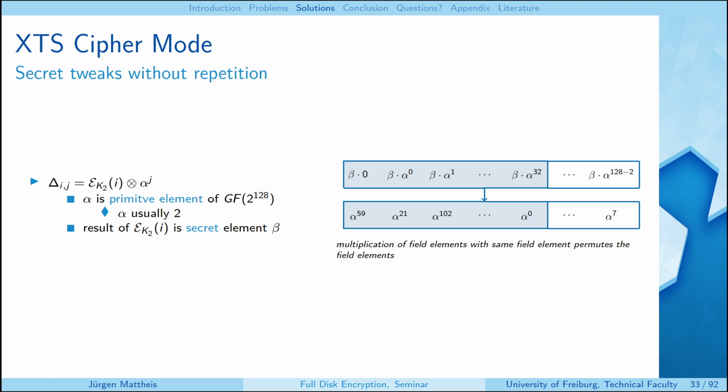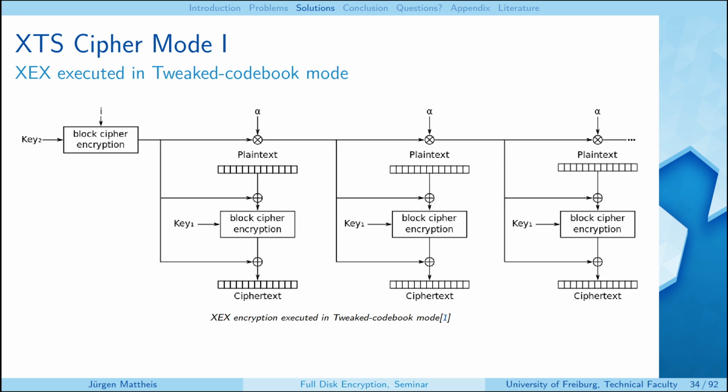And with this secret element B, we can get a secret sequence of field elements. We do this by using a derived field property: if you multiply a field element with every other field element, you get a permutation. Thus we get a random, secret permutation, a secret sequence of these field elements. And actually we only need 32 of them because a logical block only has 32 AES blocks. We only need 32 field elements or tweaks. And here you see what this XTS cipher mode basically looks like.